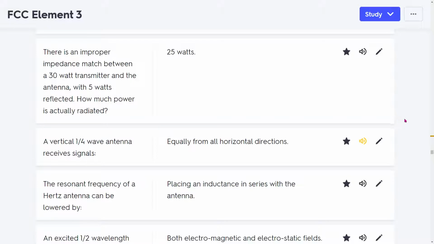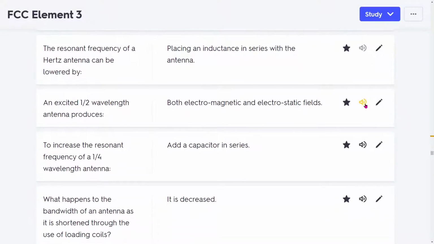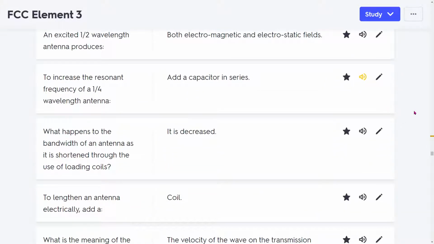A vertical 1/4 wave antenna receives signals equally from all horizontal directions. The resonant frequency of a Hertz antenna can be lowered by placing an inductance in series with the antenna. An excited 1/2 wavelength antenna produces both electromagnetic and electrostatic fields. To increase the resonant frequency of a 1/4 wavelength antenna, add a capacitor in series.